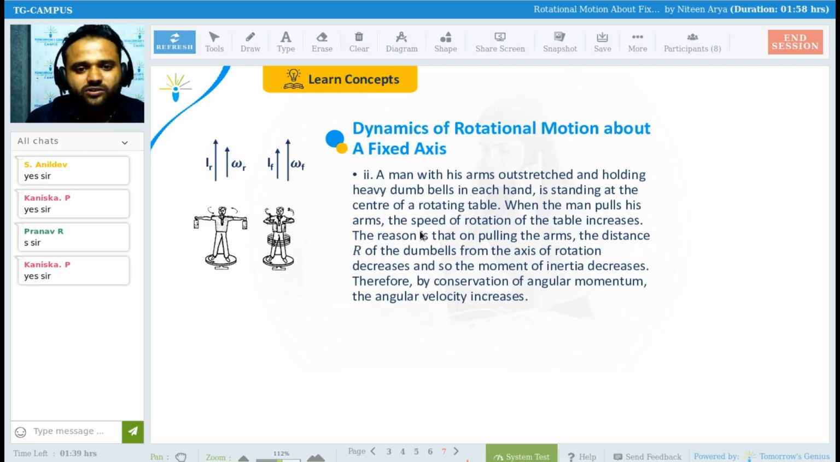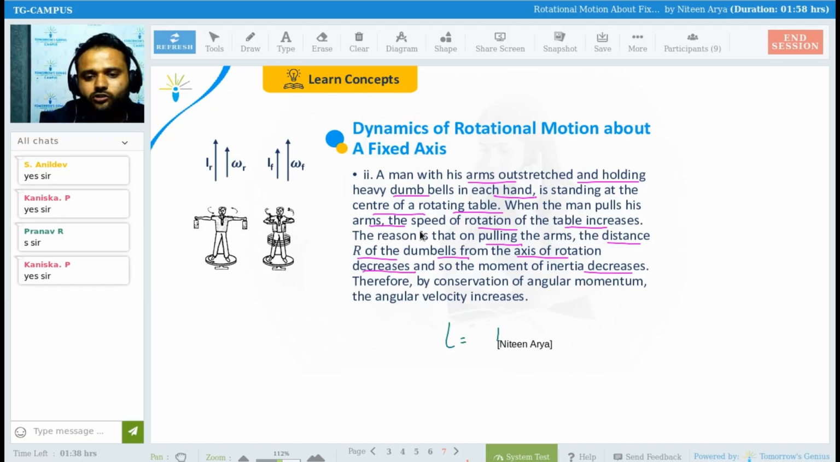So, dynamics of rotational motion about a fixed axis. First, a man with his arms outstretched, holding heavy dumbbells in each hand, is standing at the center of a rotating table. When the man pulls in his arms, the speed of rotation of the table increases. Okay. The reason is that on pulling the arms, the distance r of the dumbbells from the axis of rotation decreases, and so the moment of inertia decreases. Therefore, by the law of conservation of angular momentum, L = I omega stays constant. Okay, this is one of the formulas also.